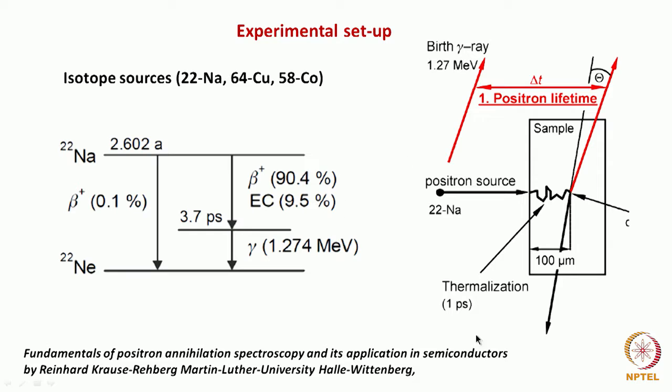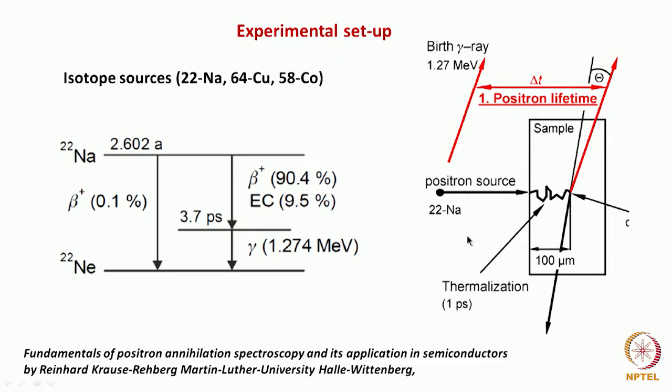Now, what is the source? This is a source which is there. You have a sample. In the sample, the positron enters, and since it has a very high energy, it travels through the sample and gets thermalized. Normally about close to 100 micron is the depth which it travels. And then when it thermalizes and its energy gets reduced, it has to get annihilated finally.